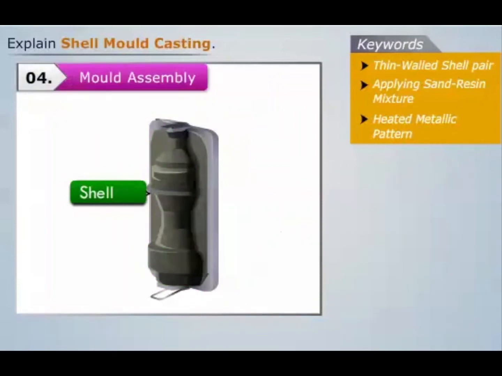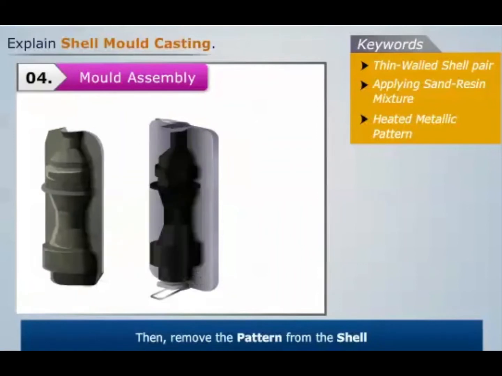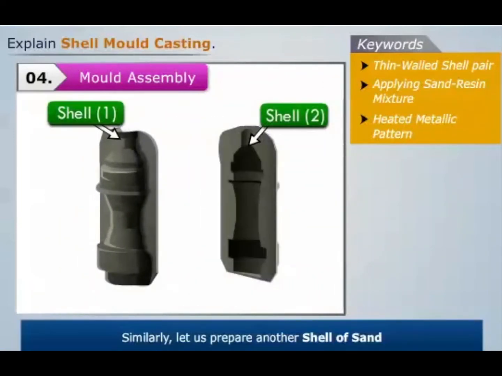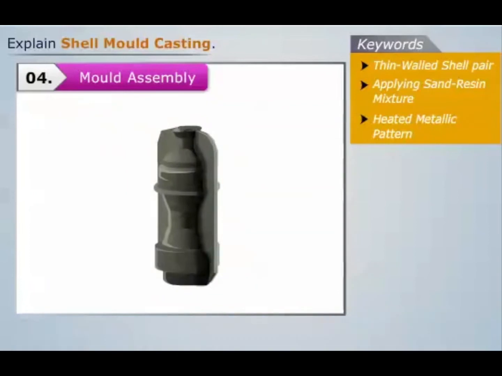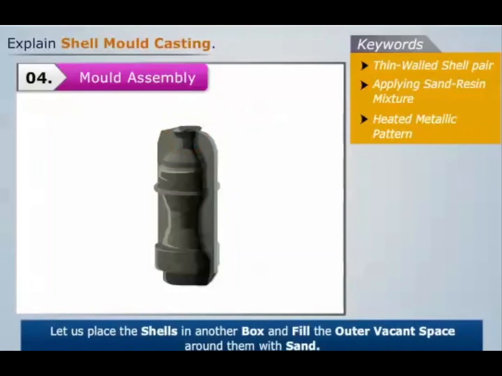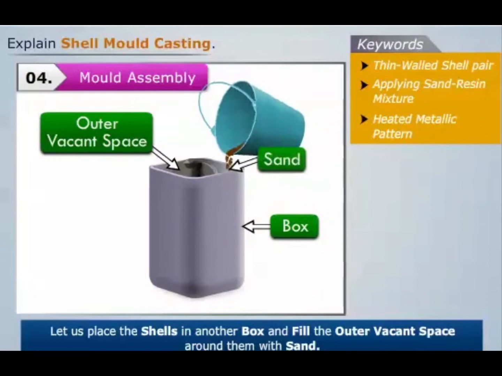Then we move to the mold assembly step, where we carefully remove the pattern from the shell. Similarly, let us prepare another shell of sand. Now let's join these two shells together. We see that a cavity is formed between the joined shells. Now let us place the shells in another box and fill the outer vacant space around them with sand.